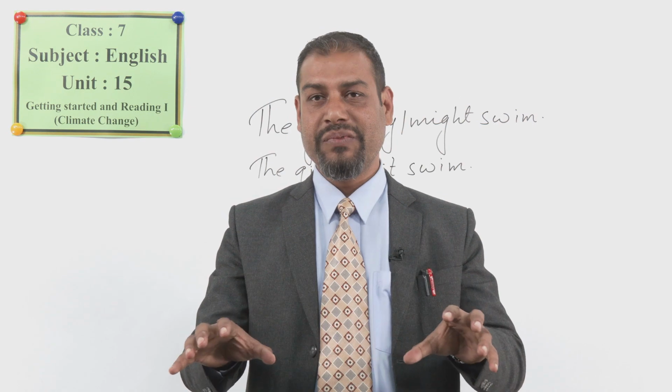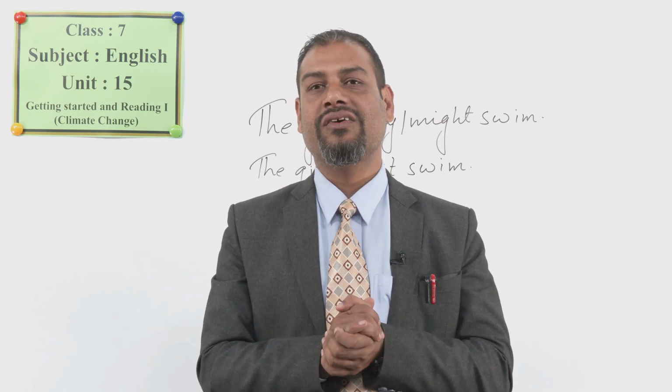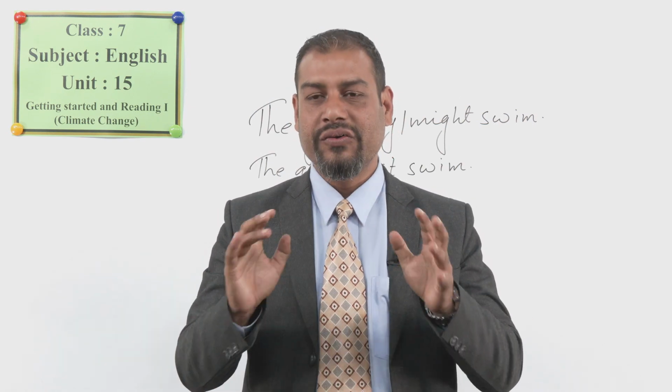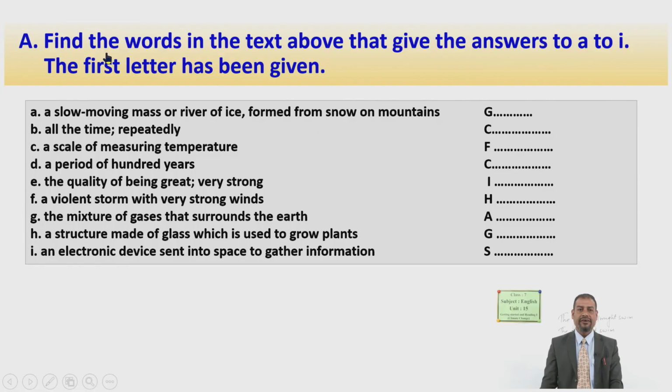We have discussed the meanings, we have noted down the meanings in our exercise book. Now you have to do this task. Your task is to find the words in the text above that give the answers to A to I. The first letter has been given to you. So you can find the meanings are given here and the first letters of each word is given here. So you have to write down. All of you do it now. I think it's very easy for you. Are you doing? Good. If so, let's check.